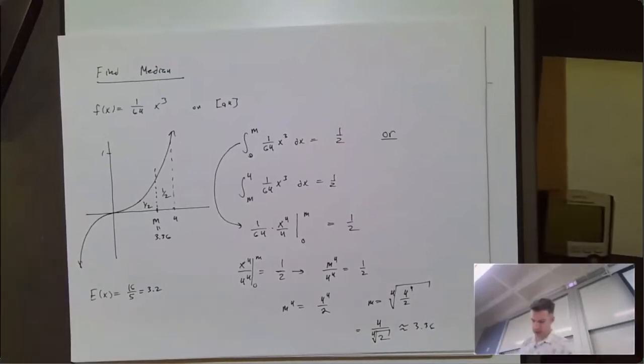Let's see. Any questions about any of this so far? I mean, they're pretty straightforward calculations. They just can be messy.